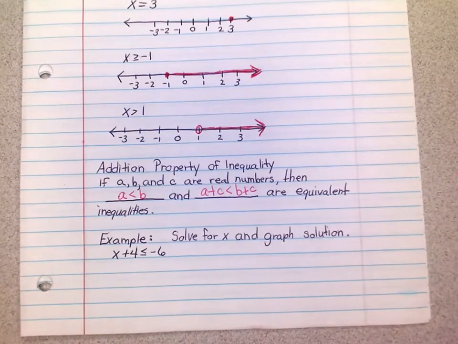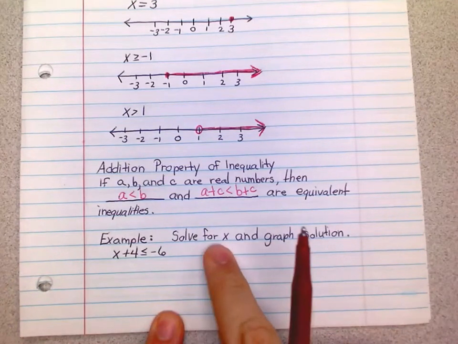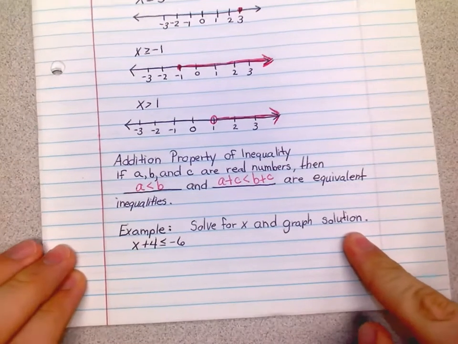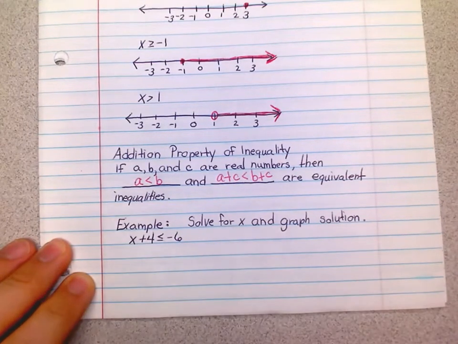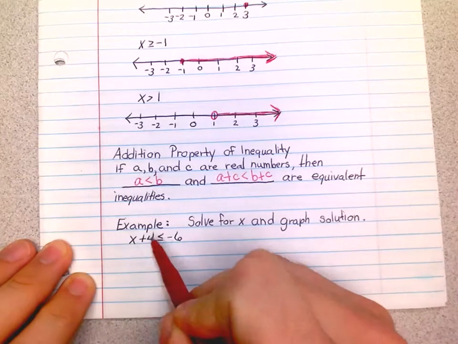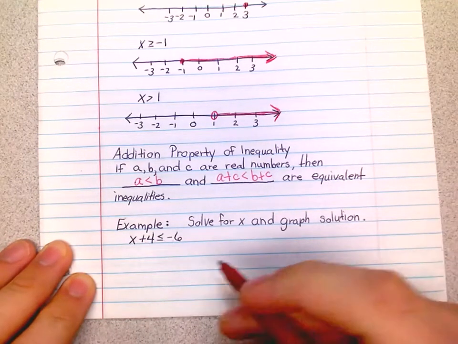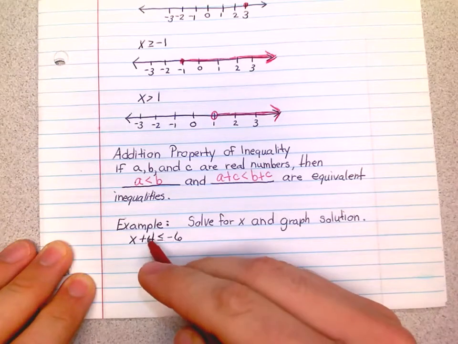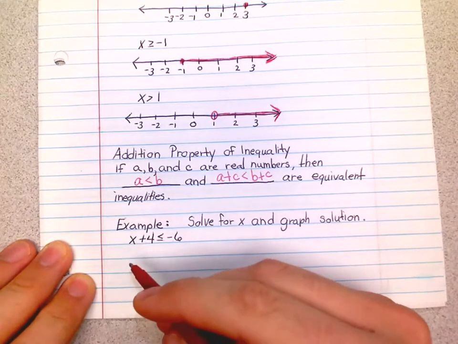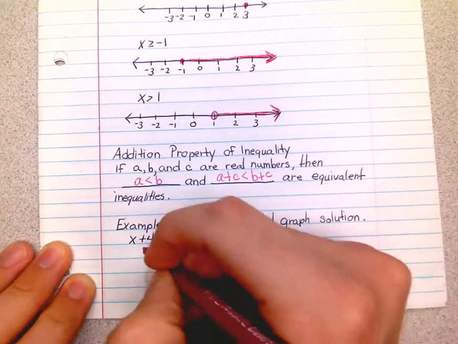Okay, and now we have an example to go along with that property we just learned. So we have to solve for x and graph the solution. Okay, well this looks just like our regular equation that we've worked with in the past with just a simple variable over here. So get x by itself, just get rid of this 4. That's a positive 4, so we need to do the opposite of that, the inverse. So let's subtract 4 on both sides.